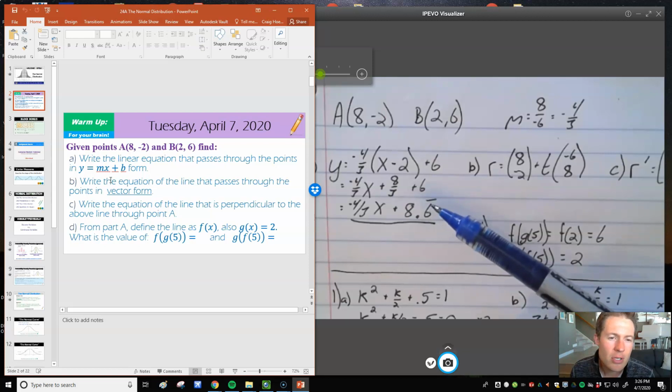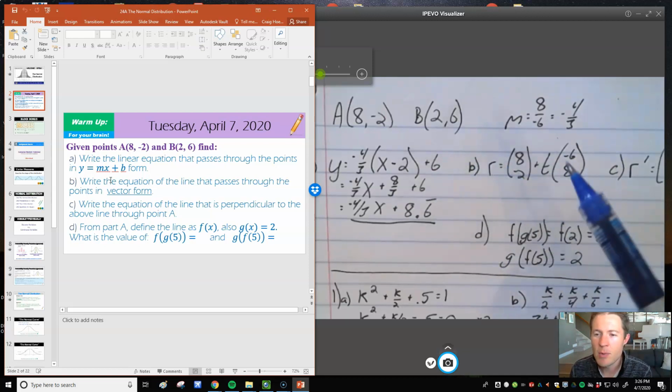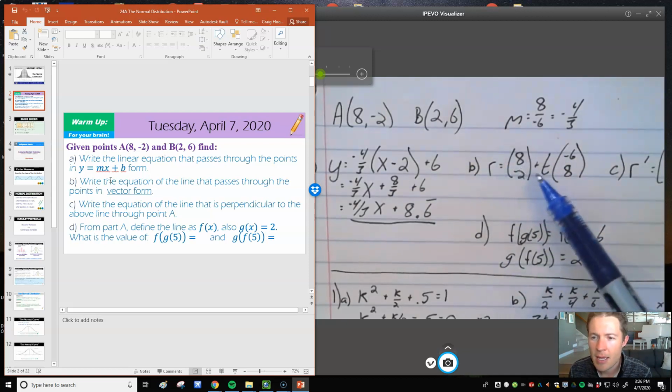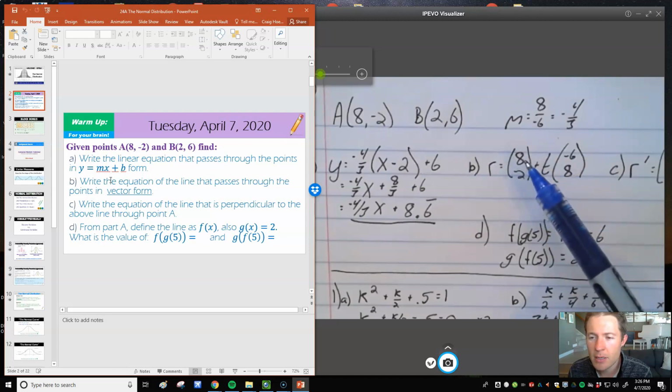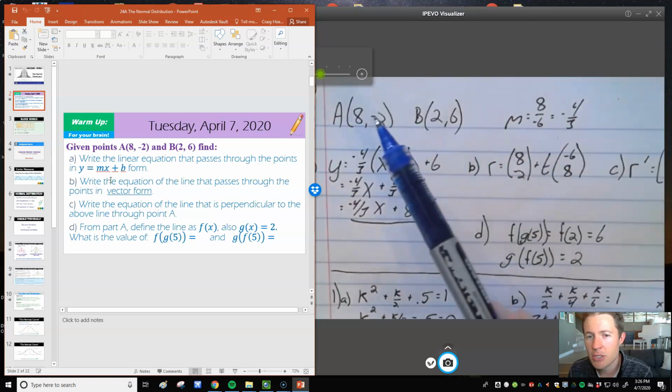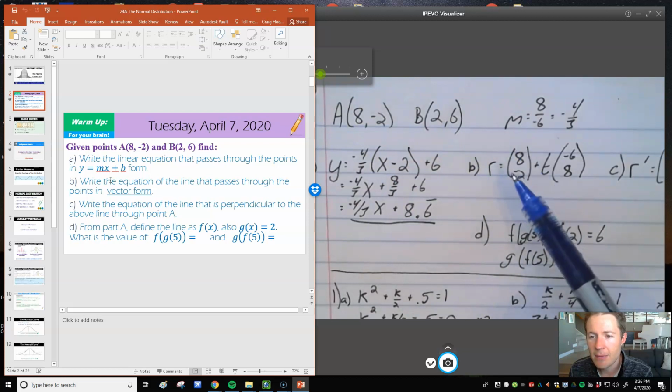All right, write an equation in vector form. In vector form, remember we have a position vector and a direction vector. The common mistake here is people put one vector here, they're like, one point here, the other point here. Position, you could use either one of these. I just chose that one. Here we have 8, negative 2.